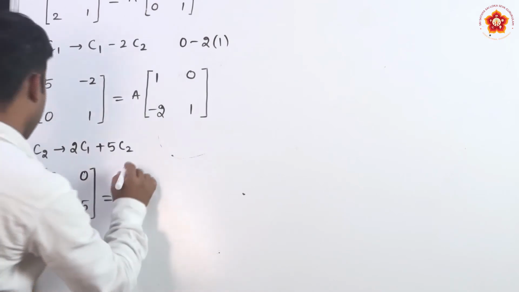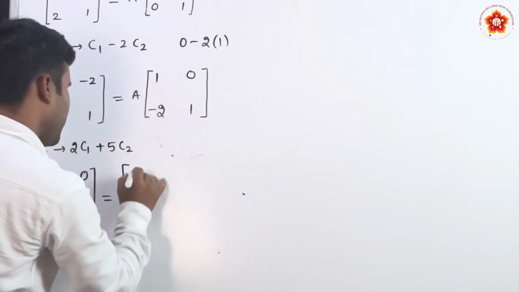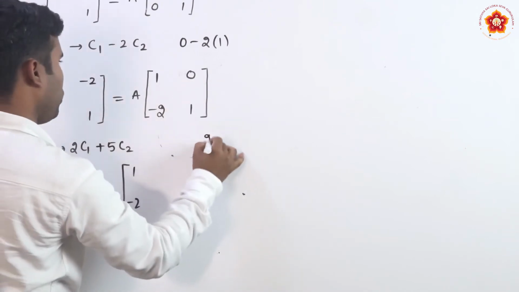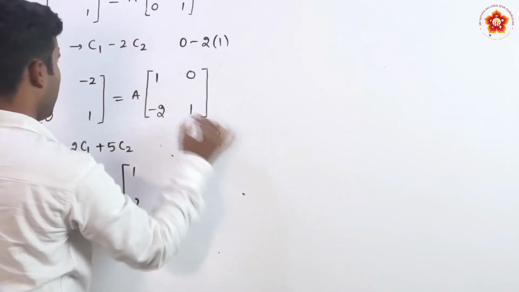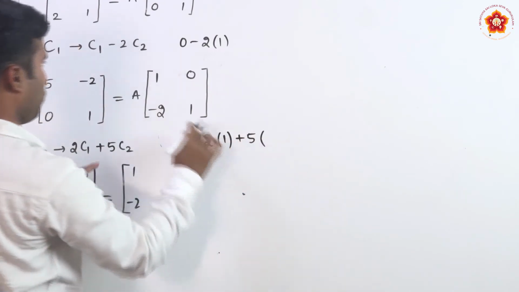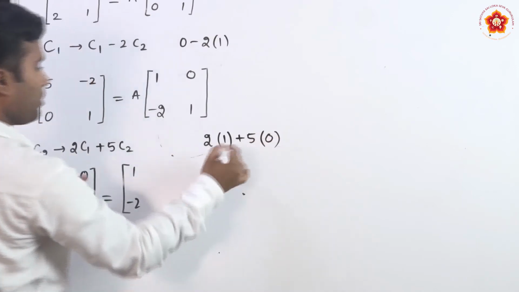See, similarly here C1 is as it is, and what about C2? C2 is 2 times C1. C1 is what? 1 plus 5 times C2. What is C2 here? 0. So, what is that? 2.